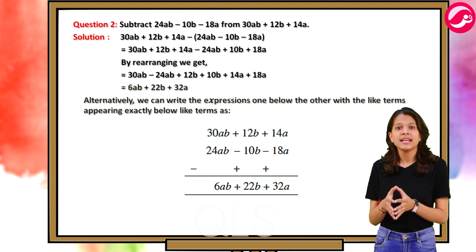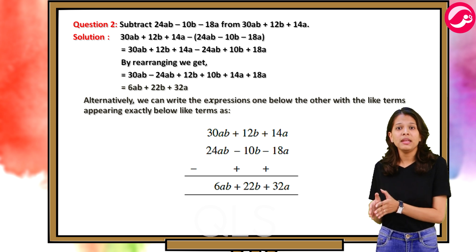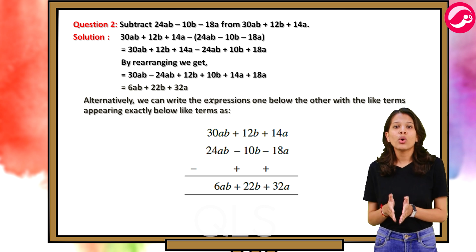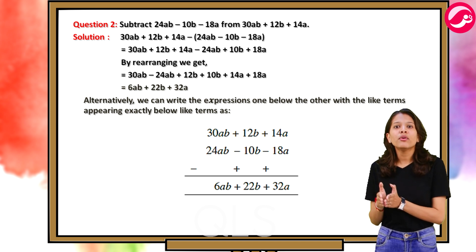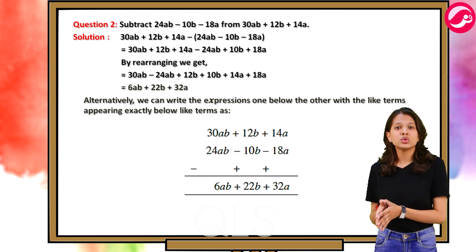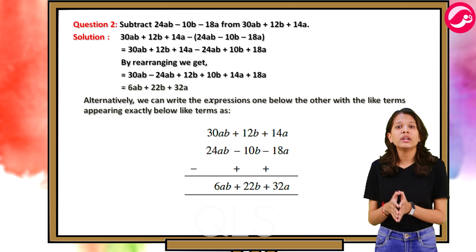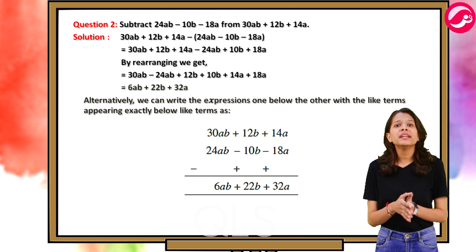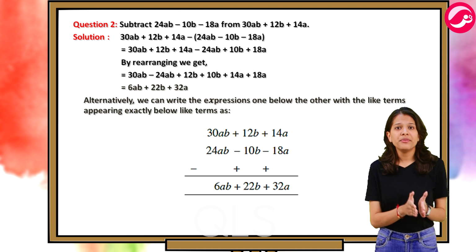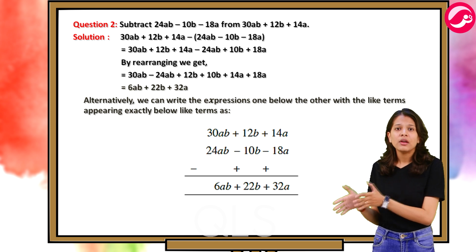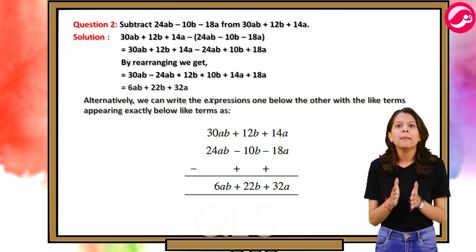So, the second question says, subtract 24ab minus 10b minus 18a from 30ab plus 12b plus 14a. So, we get 30ab plus 12b plus 14a minus (24ab minus 10b minus 18a), which equals 30ab plus 12b plus 14a minus 24ab plus 10b plus 18a. By rearranging, we get 30ab minus 24ab plus 12b plus 10b plus 14a plus 18a, which gives us 6ab plus 22b plus 32a.